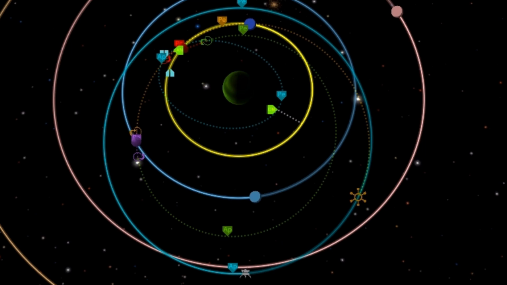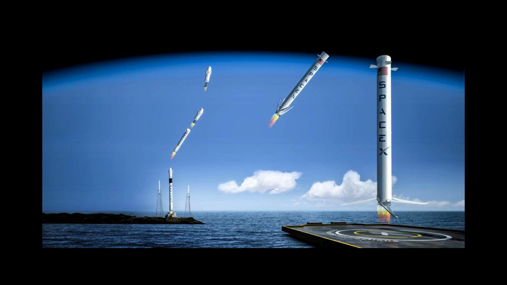Hello everyone. First of all, today or tomorrow, depending on time zone, SpaceX is going to first relaunch a reused landed rocket, which is pretty much history in the making.